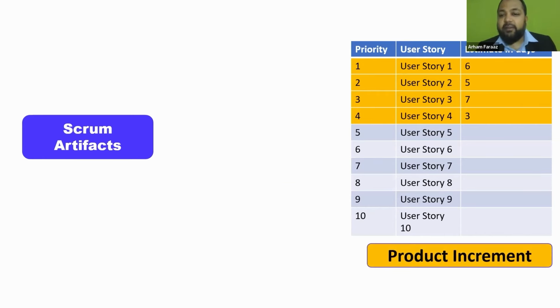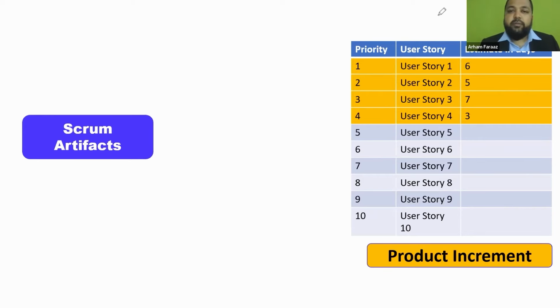Finally, the artifact is the product increment. The product increment is nothing but, at the end of the sprint, the working software we are going to deliver. Based on these four user stories, what is feasible and working? So the working software based on these four user stories is delivered here. That's what happens as a product increment.